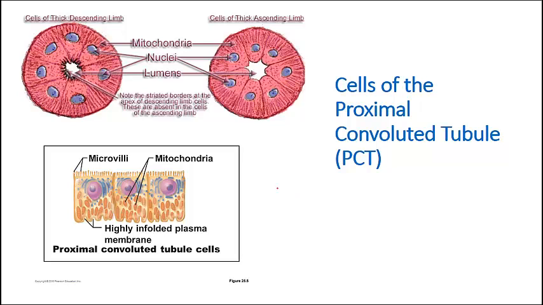Now let's talk about the cells of the proximal convoluted tubule. Remember we talked about the different segments of nephrons earlier, and I told you that nephrons contain three different types of tubules: proximal convoluted tubule, loop of Henle, and distal convoluted tubule. If you look at the proximal convoluted tubule and its structure, you will see that it is simple cuboidal cells that make up the structure of the proximal convoluted tubule.